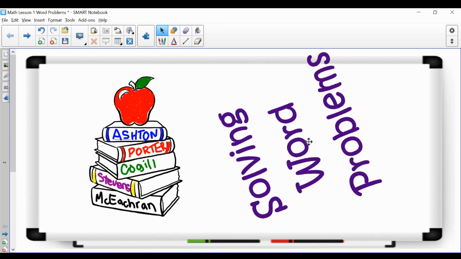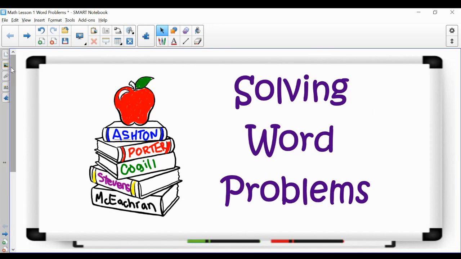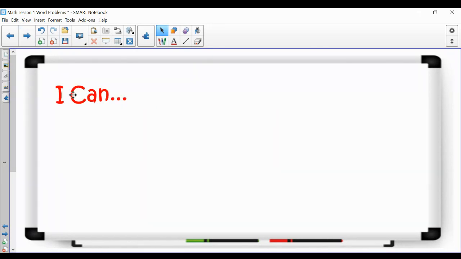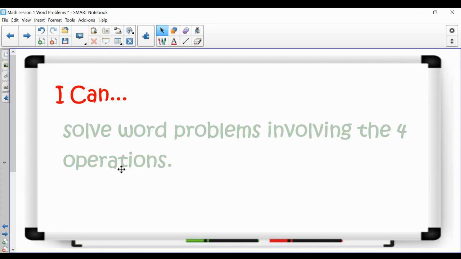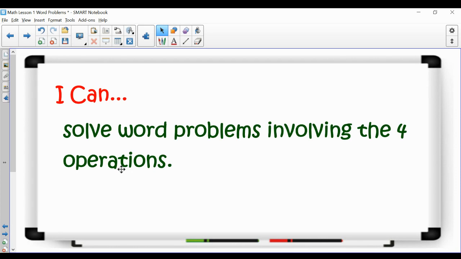Today we are going to work on solving word problems. Our I can statement today is, I can solve word problems involving the 4 operations. What are the 4 operations? That's right, addition, subtraction, multiplication, and division.